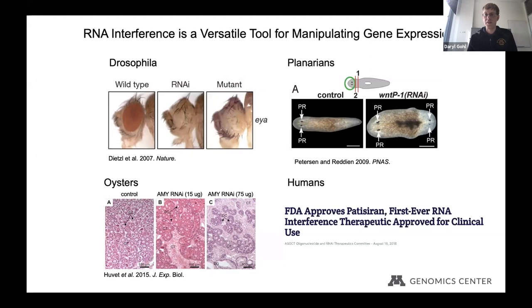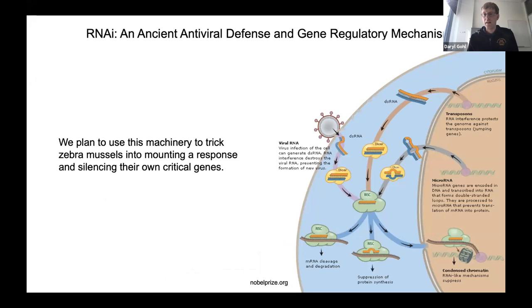And it's thought to be an ancient antiviral defense mechanism. So typically RNA doesn't exist in double-stranded form in cells, or rarely exists in double-stranded form in cells. But there are a number of viruses that have double-stranded RNA genomes. And so it's thought that this system may have evolved as innate immunity against these double-stranded RNA viruses.